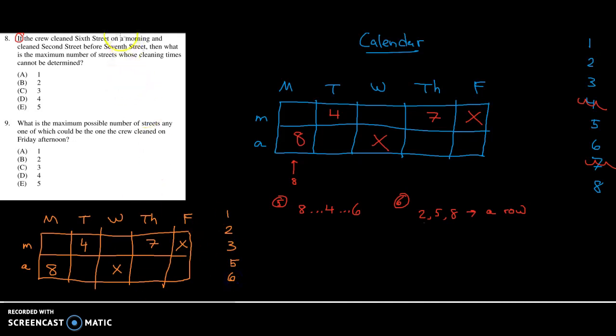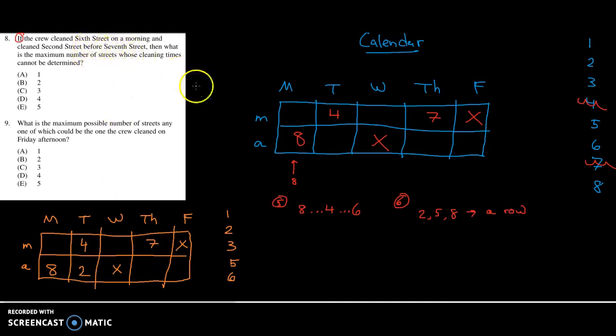Let's see what we can do with this. Now, look what this question is. Oh, well, actually, before we even get to the question, let's just see if we can fill in this information. If we clean 6th Street on a morning and 2nd Street before 7th Street. Well, we just did in the previous question 2nd Street before 7th Street. It's got to go right here, right? It's the only afternoon available behind 7th for 2 to go in. So it has to go there.